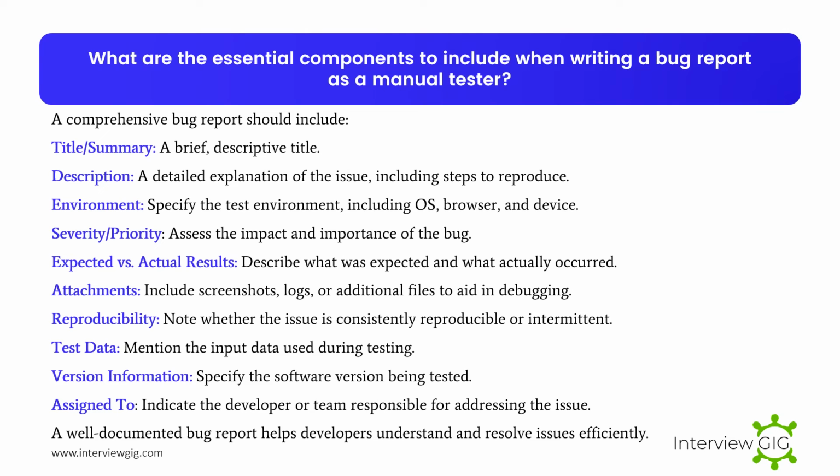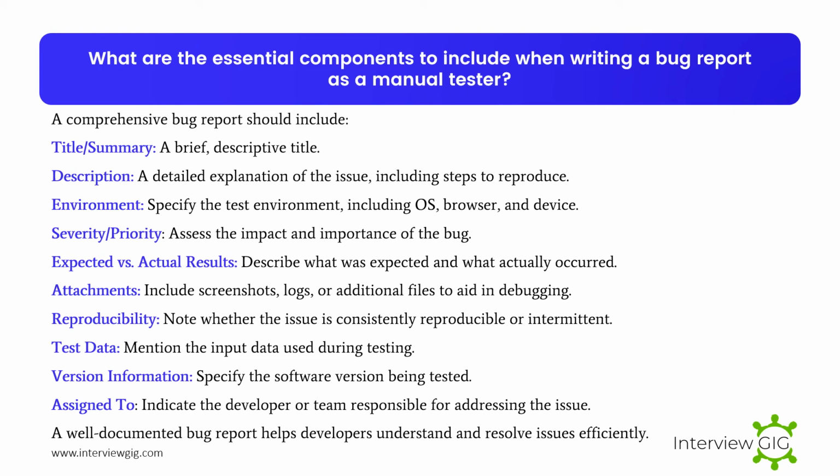What are the essential components to include when writing a bug report as a manual tester? A comprehensive bug report should include: Title summary, a brief, descriptive title. Description, a detailed explanation of the issue, including steps to reproduce. Environment, specify the test environment, including OS, browser, and device. Severity and priority, assess the impact and importance of the bug. Expected versus actual results, describe what was expected and what actually occurred. Attachments, include screenshots, logs, or additional files to aid in debugging.